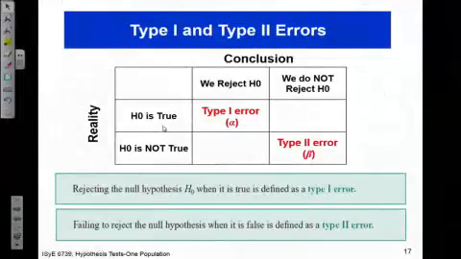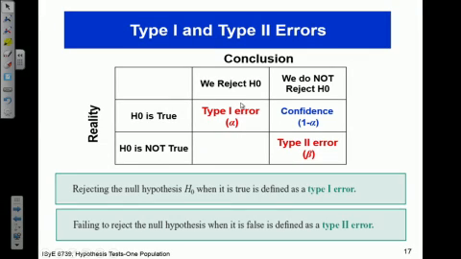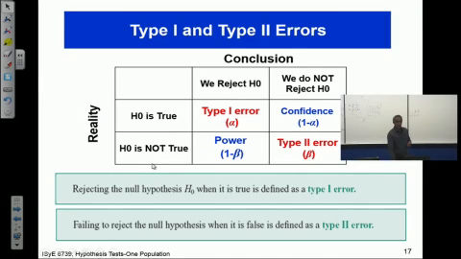Okay. So how about the off-diagonal part? What if H null is true and we do not reject H null? This is not a mistake. This is called confidence, 1 minus alpha. Okay? And what if H null is not true and we reject H null? This is called power of test, because we truly or correctly are rejecting H null, and H null is not true. Does it make sense?